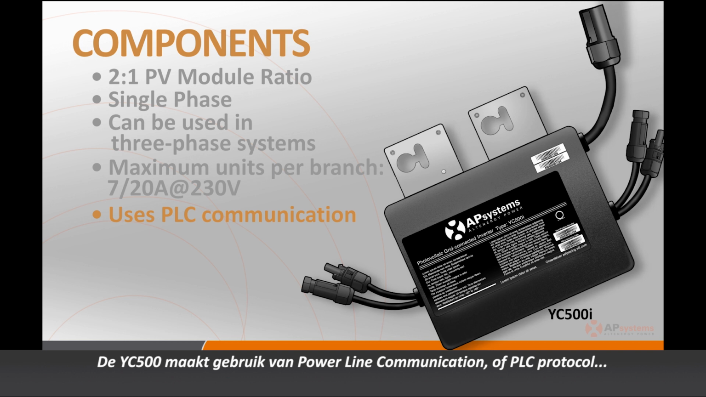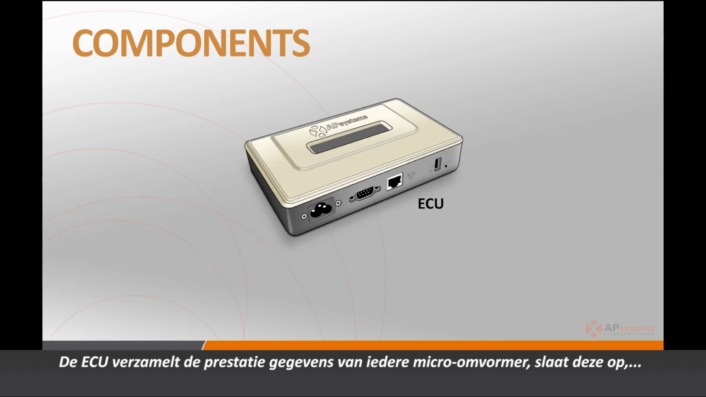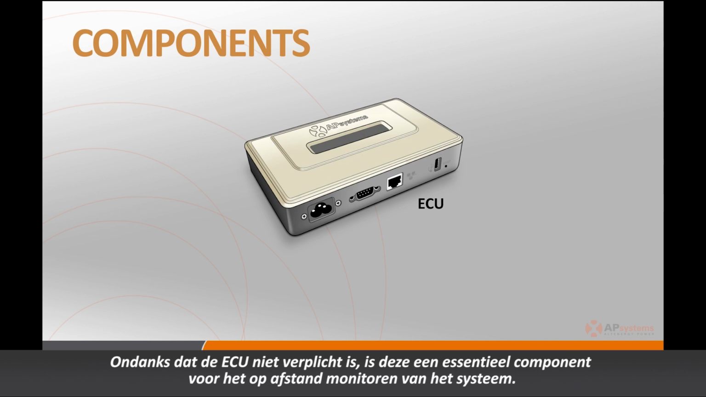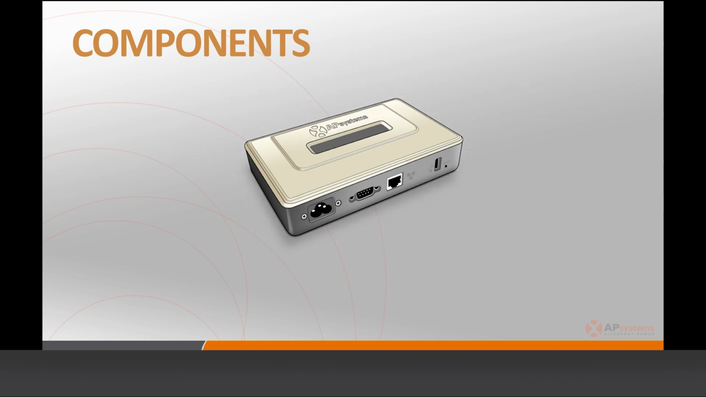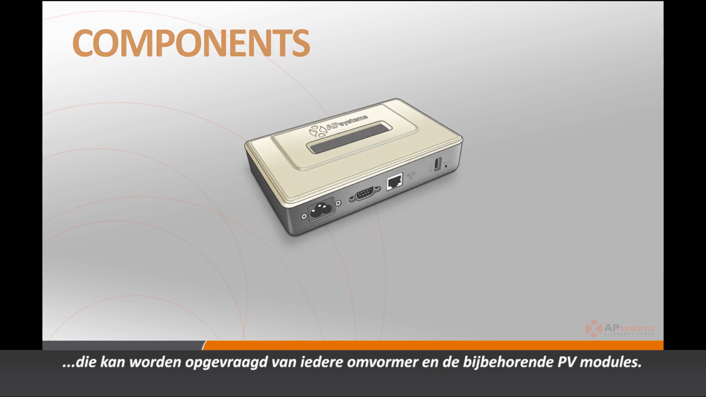The YC500 uses the Power Line Communication, or PLC protocol, to communicate with the Energy Communication Unit, the ECU, and while the warranty varies depending on pricing, it has been engineered for a design life of 25 years. The ECU collects and stores the performance data from each of the microinverters and sends it to the APsystems database so that the array can be monitored via the internet. The ECU, while optional, is an essential component of the remote monitoring system that should be thought of as the gateway to the performance information that can be retrieved from each inverter and its assigned PV modules.